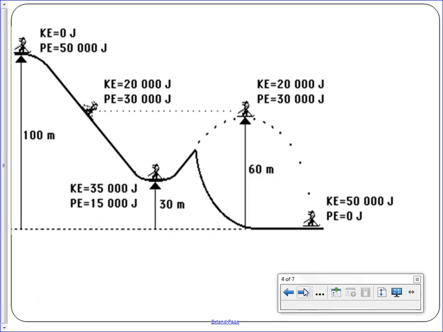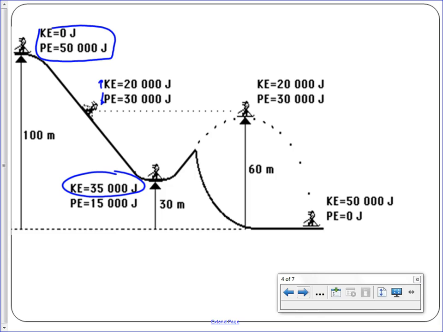A nice little example is skiing. Everybody loves skiing. If we have a skier at the top of the hill, as we can see, we have 50,000 joules of potential energy, again relative to the ground. As we progress down the hill, the kinetic energy increases and the potential energy decreases, because we see our skier starting to move faster until they reach this bottom point here. We still have a little bit of potential energy relative to the ground, but a good chunk of it turned into kinetic energy.